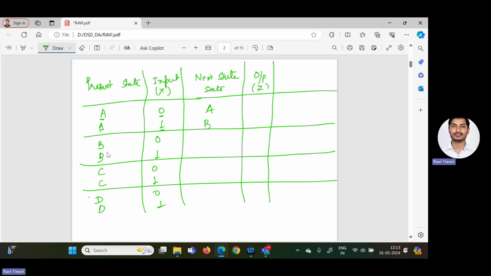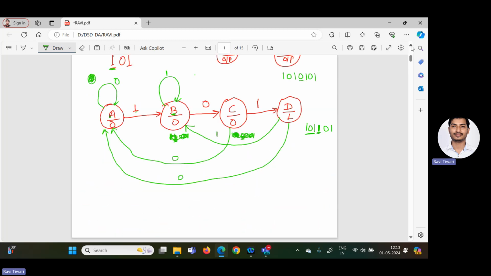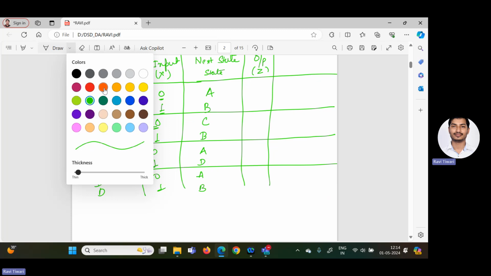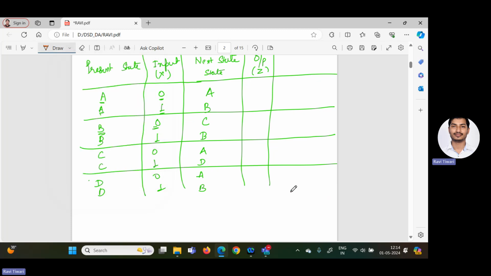If you are in the state B and you are getting 0, what will be the next state? B with input 0, so you have to move to the C state. You just write down here C. Likewise, you fill the values here: B, A, D, A, B. Just go to that particular state and check, if input is 0, what will be the next state. Clear?